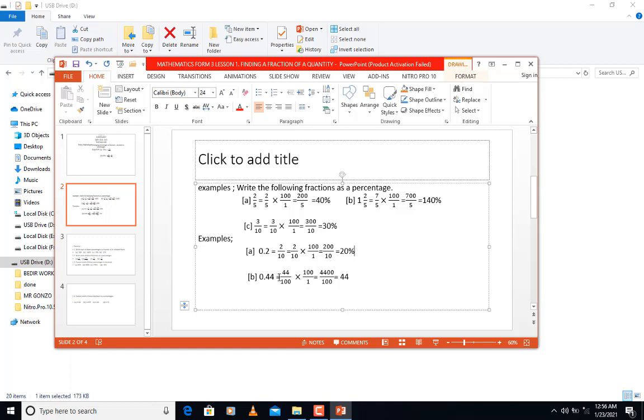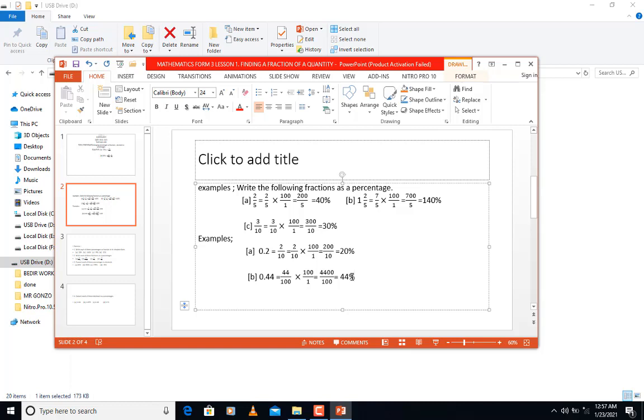Now, 0.44, if written as a fraction, is 44 over 100. Then multiply by 100 over 1 to get a percentage, which gives us 4,400 over 100, which equals 44%. So this is how we change decimals.